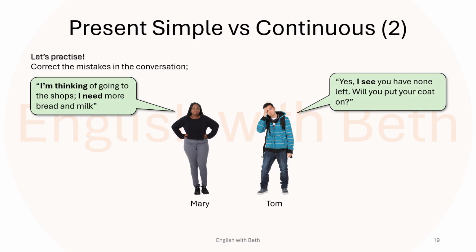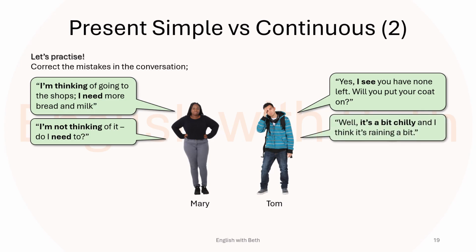Yes, I see you have none left. Will you put your coat on? I see is one of our senses, so we usually use present simple. I'm not thinking of it. Do I need to? I'm not thinking means I'm not considering, so we use present continuous. And need, again, is one of those verbs rarely used in present continuous.